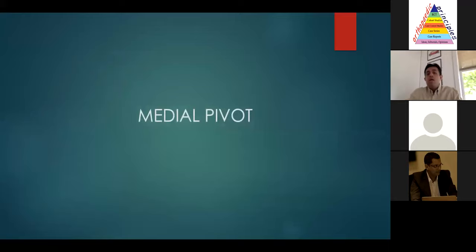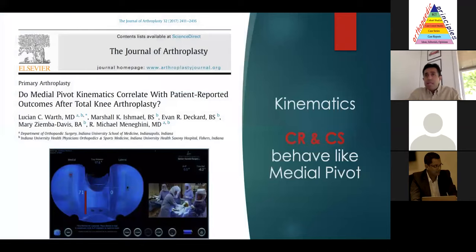Let's look at the medial pivot design and its kinematics. So again, the medial pivot design, as we noticed, is this medial articulating ball and socket and lateral translation. So this is a study performed by Dr. Meneghini from Indiana, in which he used this smart tibial tray. So this is when you're doing your trialing, this tray comes with pressure sensors to see what is the pressure in the medial compartment, as you can see on the left-hand side of this figure with this bar saying 71, and a lateral compartment, which is zero. So this is technically a medial pivot knee because the medial side is loaded more.